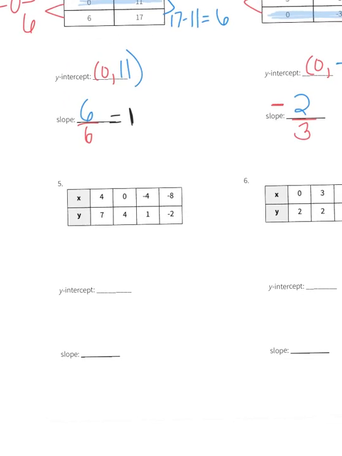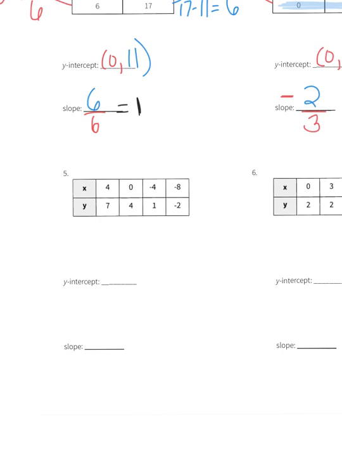So this is the exact same thing, you guys. The chart just looks a little bit different. So I'm going to follow the same pattern I was before. I'm going to find my y-intercept, which is where x is 0. So there it is. So my y-intercept is 0, 4.